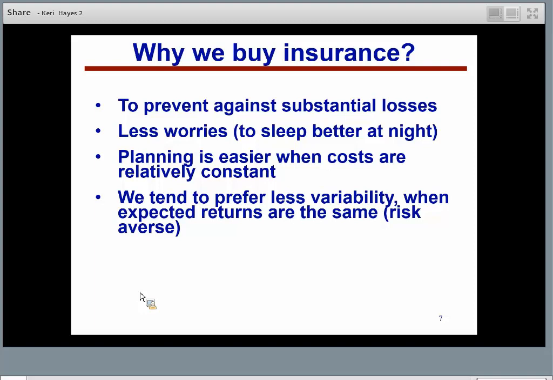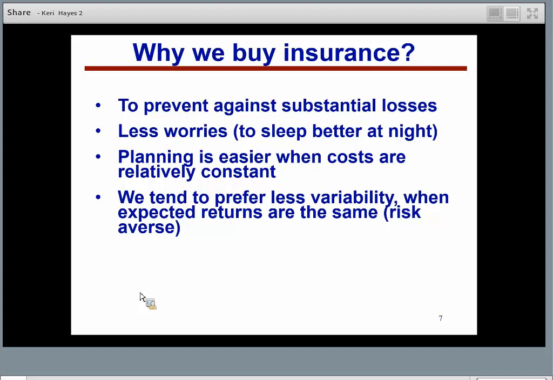So the bank oftentimes will force you into getting crop insurance, or at least having some kind of risk management strategy, because they want to make sure that you're going to have some level of revenue, right? That's going to be adequate to pay off any operating loans you might have. So insurance risk management certainly makes planning much easier, not only in your own operation, but then also with third parties like a bank. And the fourth thing, we tend to prefer less variability when expected returns are the same.